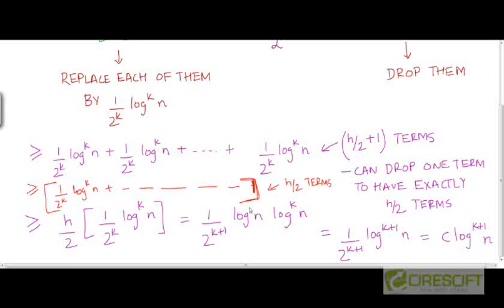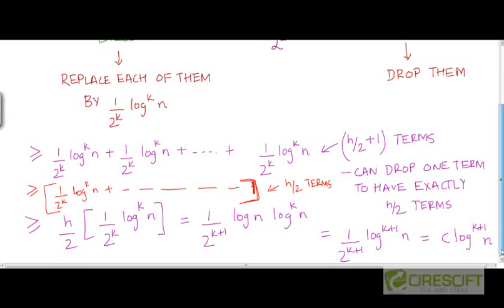So we get a log n multiplied with log to the power k of n, and both these combine to form log to the power k plus 1 of n. Now note that k is a constant. This means 1 by 2 to the power k plus 1 is also a constant. So this can be written as some constant multiple of log to the power k plus 1 of n.